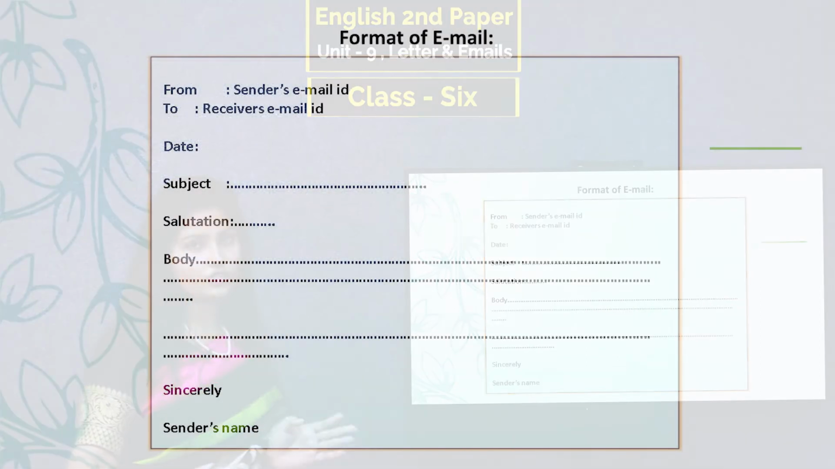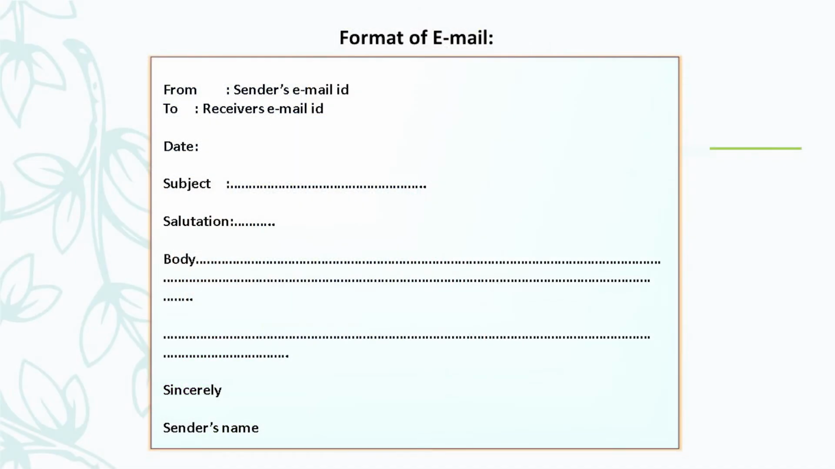This is the format of an email. See this. Here the writer writes the sender's email ID first, then you need to write down the receiver's email ID and date, then the subject, then the salutation and the body part, and at closing you need to write "Sincerely".